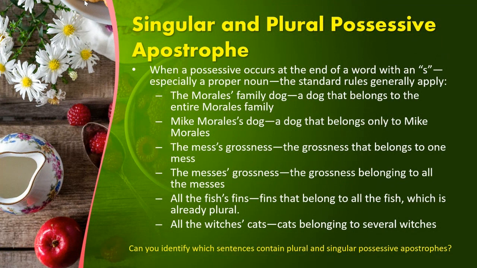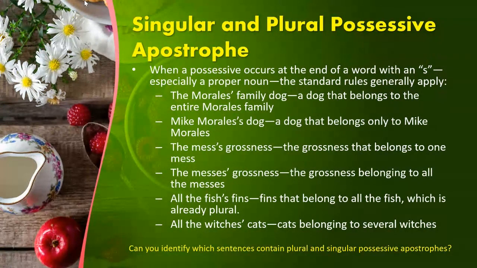The mess's grossness indicates that the grossness belongs to one mess only. The messes' grossness indicates that the grossness belongs to all the messes. All the fish's fins indicates that the fins belong to all the fish, which is already plural. All the witches' cats indicates that the cats belong to several witches.